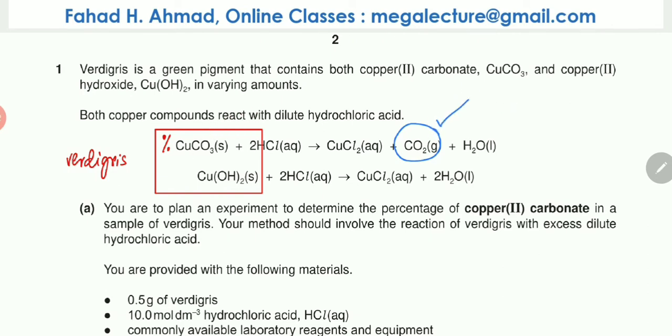So if we focus and measure this. Remember, the dependent variable is the variable that is dependent on the changes that you're making. For example, it's dependent on the percentage of copper carbonate. If there's a higher percentage of copper carbonate, then the volume of carbon dioxide produced would depend on this independent variable. So this is the variable that we are trying to figure out, and this is the variable that's dependent on it. Carbon dioxide is going to be the key in figuring out the percentage of copper carbonate. You figure out the moles of carbon dioxide, and you figure out the moles of copper carbonate in verdigris.